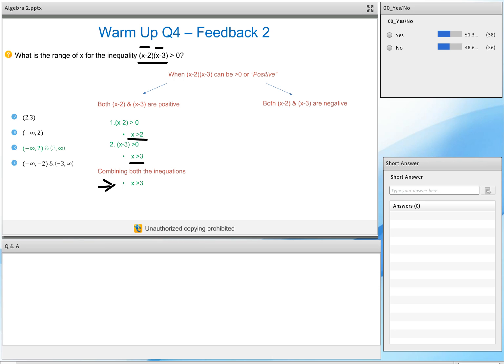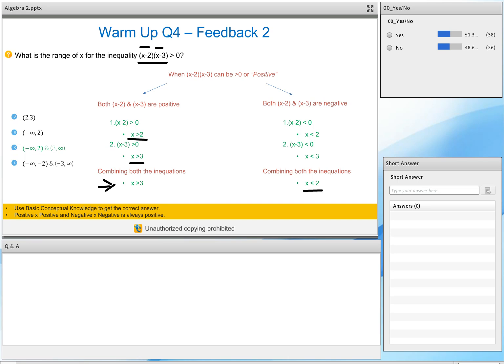Now let's take up another possible scenario in which both of these numbers are negative. In this case, you have x is less than 2 and x is less than 3. Again, you combine both the inequalities. As long as x is less than 2, it will also be less than 3. So that's what you get. You combine these two and you create your range, and your range is choice C over here: minus infinity to 2 and 3 to infinity. Again, not including 3 or 2 in both the cases.